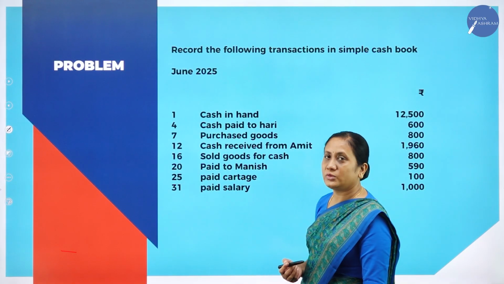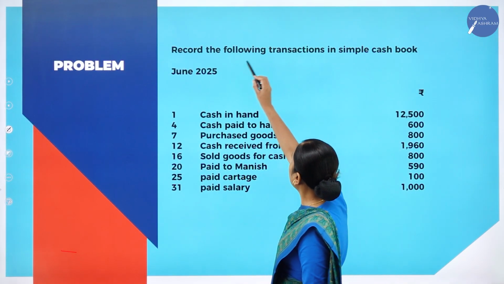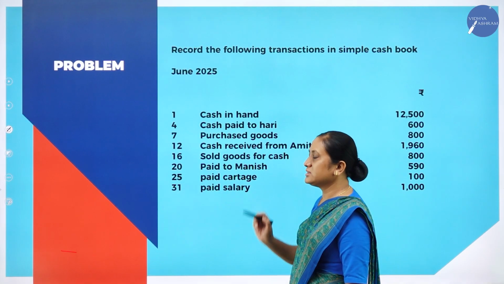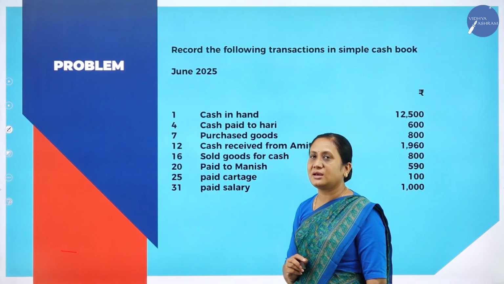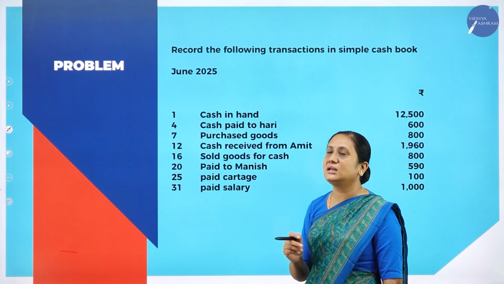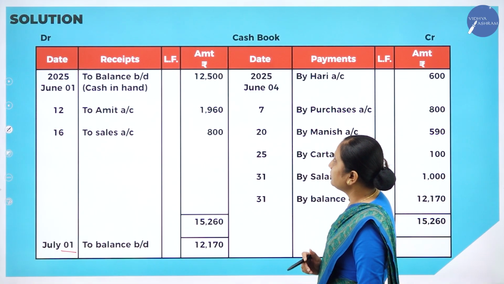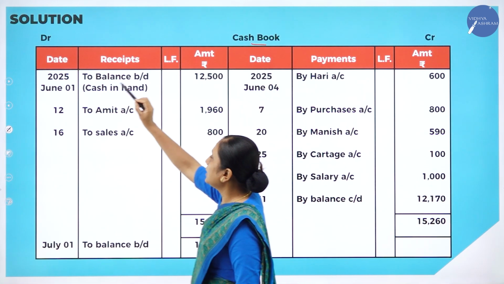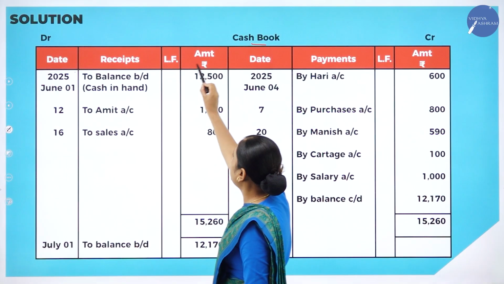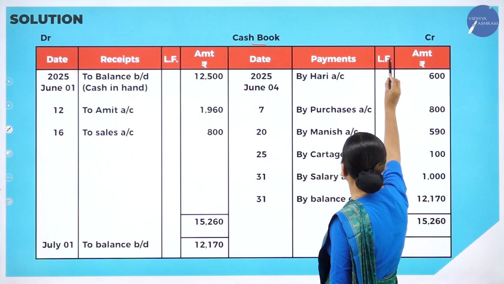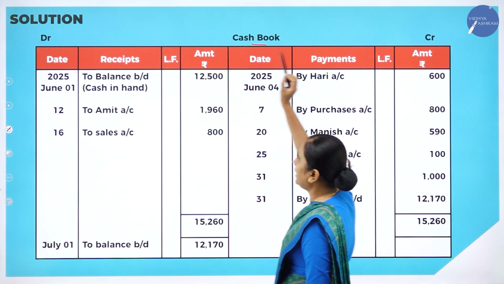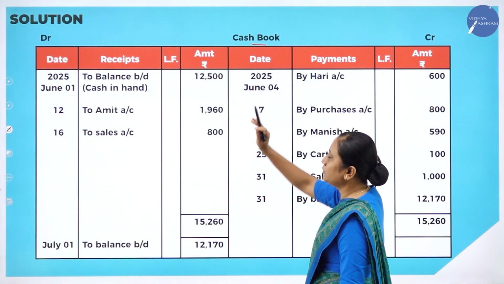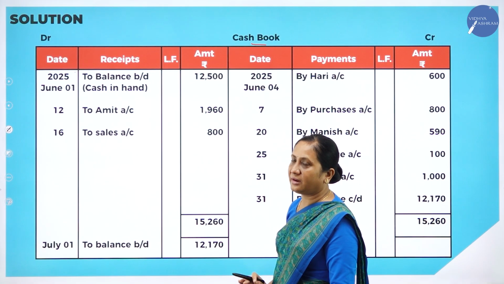Now we will look into the second problem. Record the following transactions in simple cash book. Looking at these transactions, we are supposed to prepare the simple cash book or single column cash book. So we will make the columns. First, cash book. Date, receipts, LF, amount rupees, date, payments, LF, amount rupees. This side debit, left side debit, right side credit. We have to write all the columns and keep it ready.